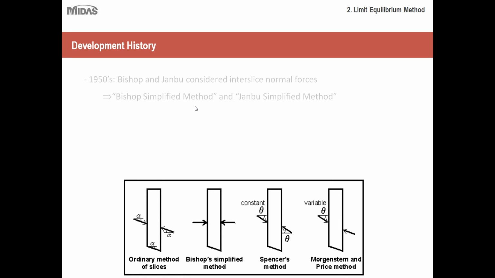Okay, so let's talk more about its development history. In the 1950s, two engineers or scientists, Bishop and Janbu, finally considered the interslice normal forces. So this is typically called the Bishop simplified method or the Janbu simplified method. Using the Bishop simplified method, the normal forces were taken into account. They derived a methodology where you could take into account interslice forces, and it wouldn't complicate the analysis process too much. So that was the first breakthrough in the limit equilibrium method.